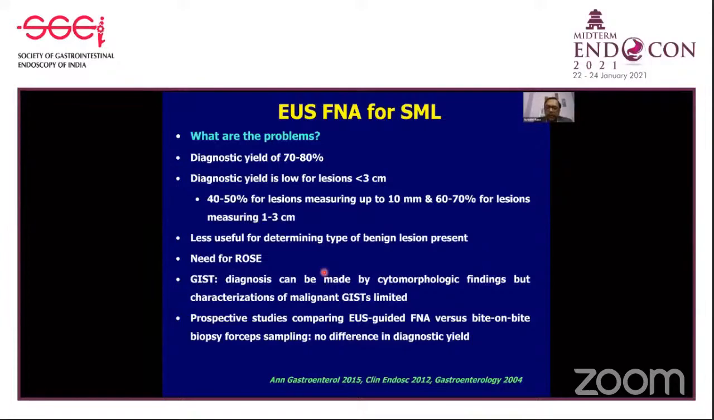We may be able to differentiate between a benign and a malignant lesion, but EUS FNA has a very poor diagnostic yield for determining the exact type of benign lesion present. And then to increase the diagnostic yield, we need ROSE also, which increases the cost. The diagnosis of malignant GIST by cytomorphological findings alone is very limited, and hence, EUS FNA has a very limited role in prognosticating GIST. And then there were prospective studies which compared EUS-guided FNA versus bite-on-bite biopsy techniques, and they didn't find any significant difference in the diagnostic yield between the two techniques.